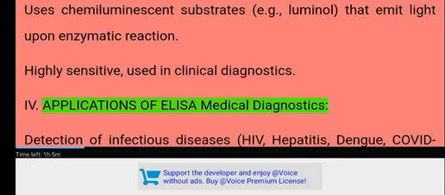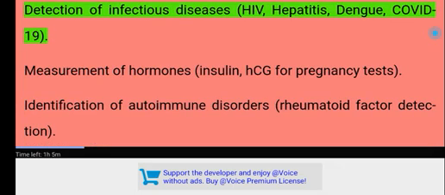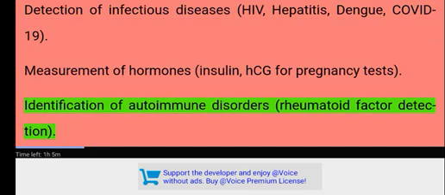IV. Applications of ELISA. Medical diagnostics: detection of infectious diseases, HIV, hepatitis, dengue, COVID-19. Measurement of hormones, insulin, HCG for pregnancy tests. Identification of autoimmune disorders, rheumatoid factor detection.